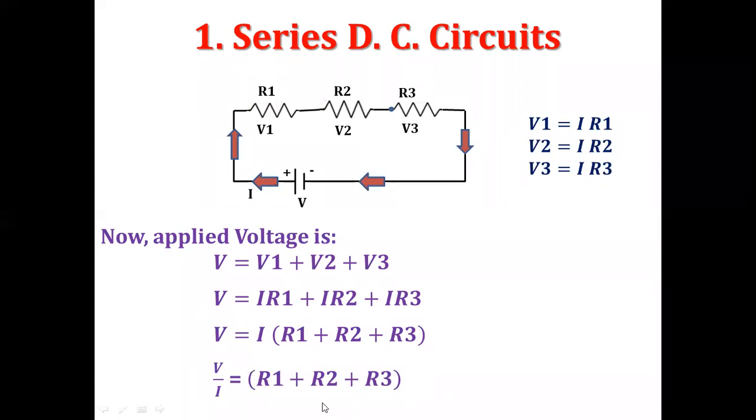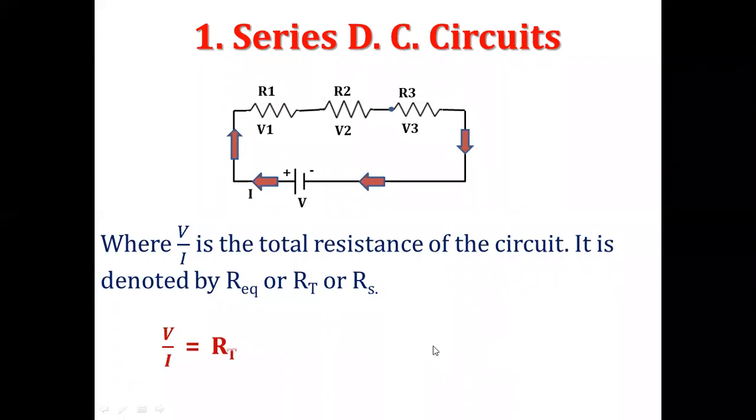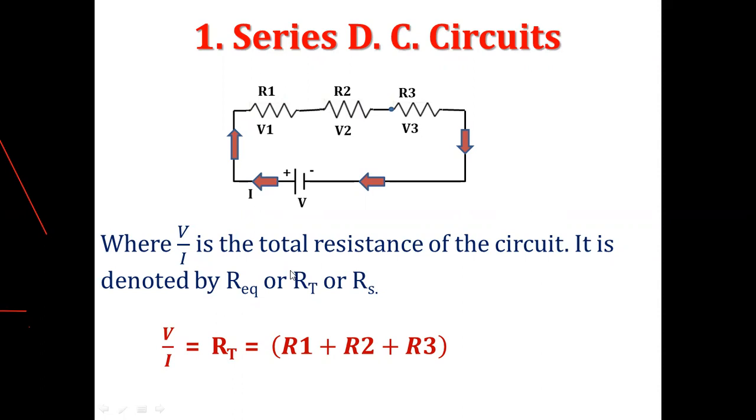So V by I equal to R1 plus R2 plus R3. Then next line write down, where V by I is the total resistance of the circuit. It is denoted by R equivalent or RT or RS.